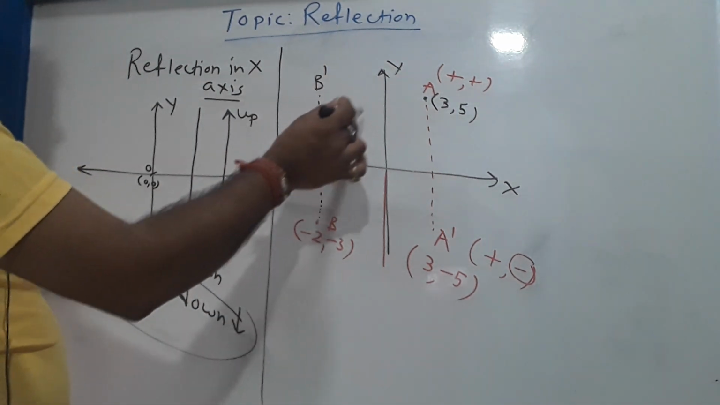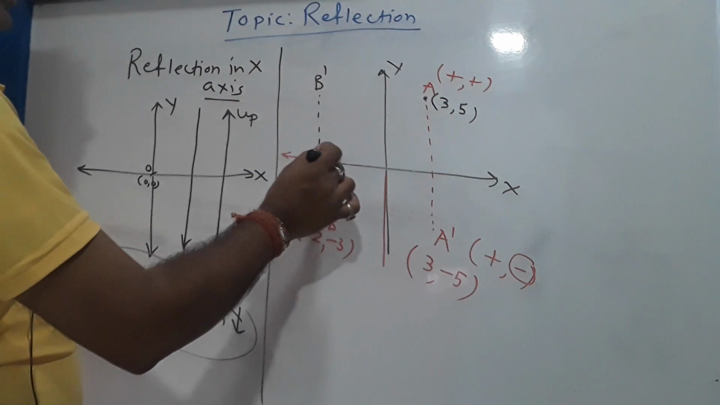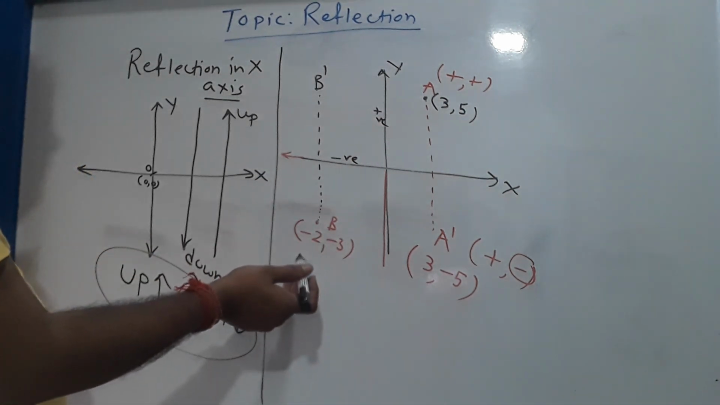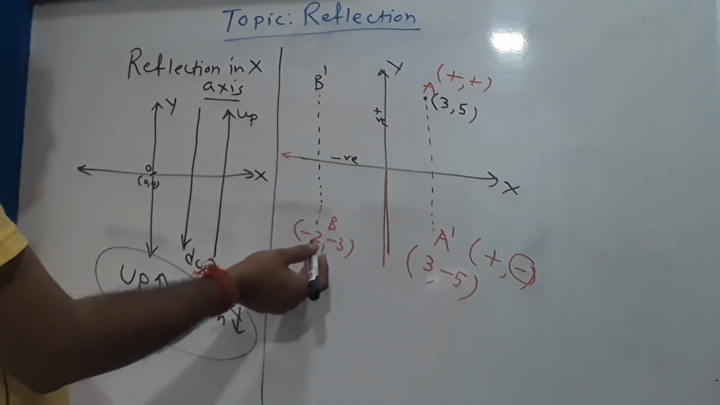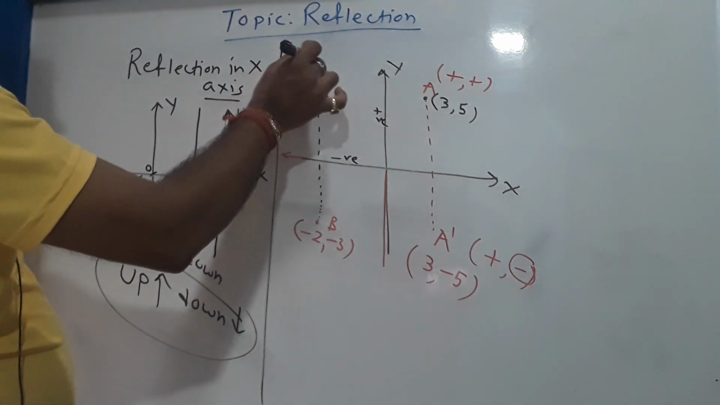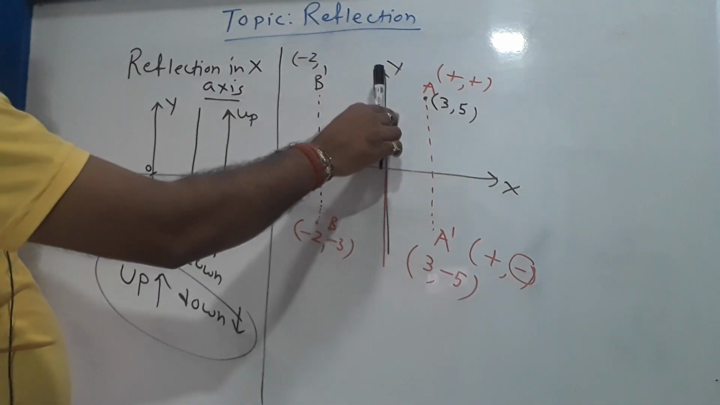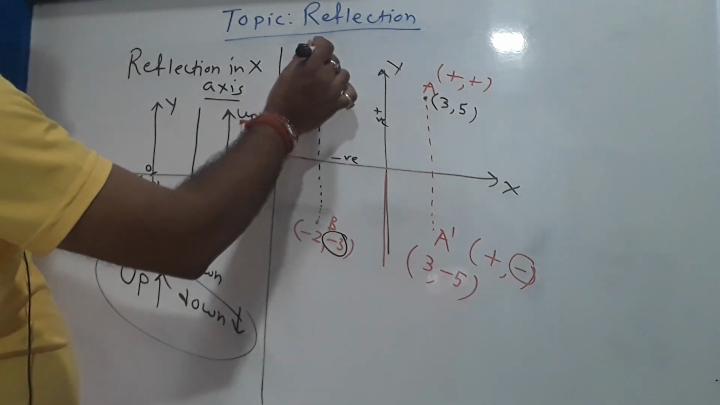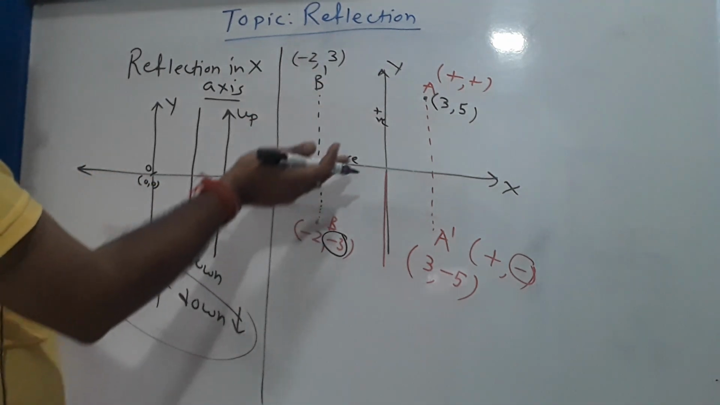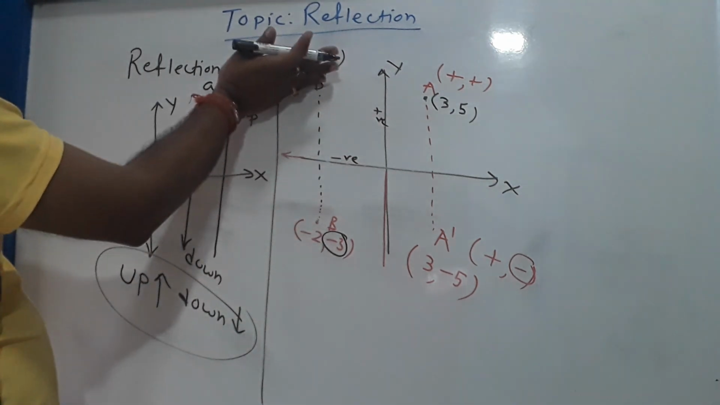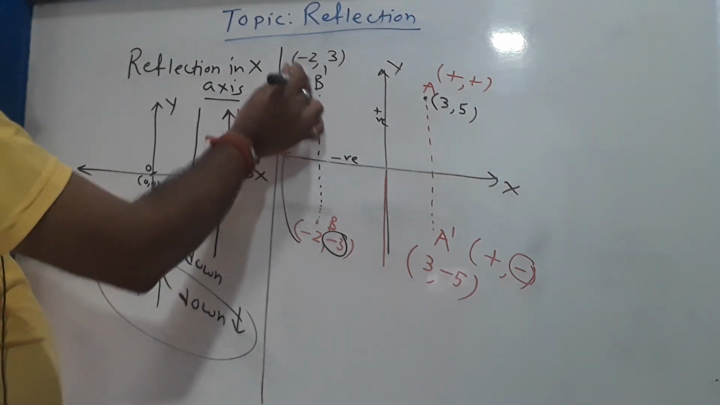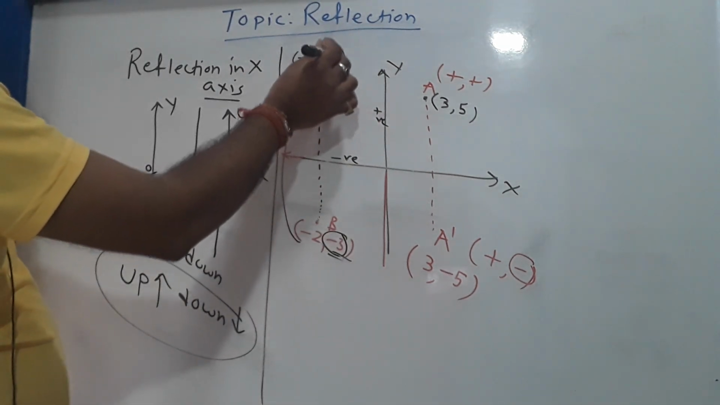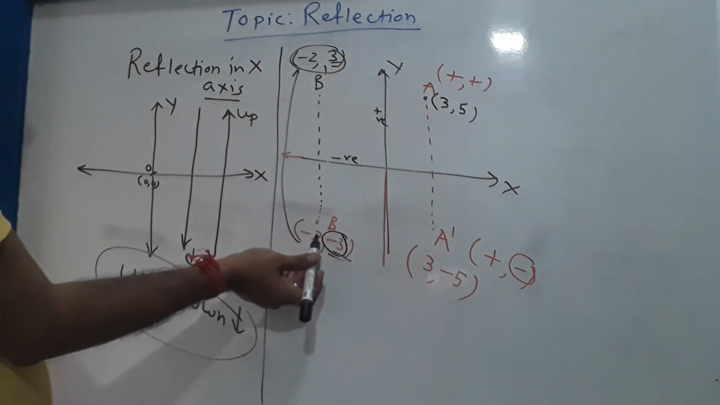In second quadrant, x is negative and y is positive. So minus 2 will remain minus 2. But y is positive, so minus 3 will become plus 3. So this is the reflection of point B to B dash.